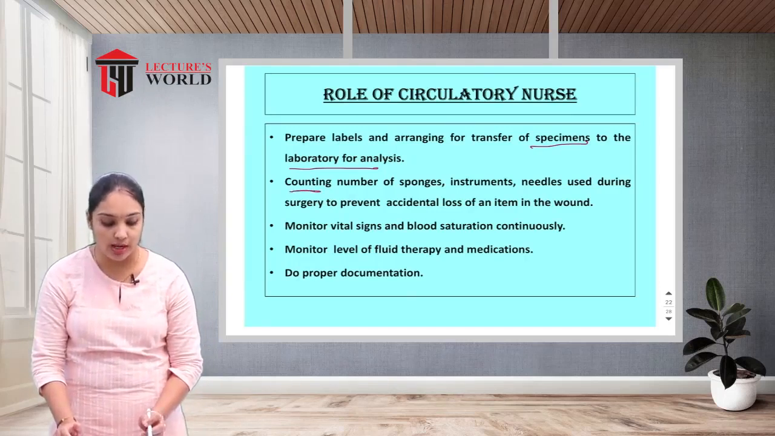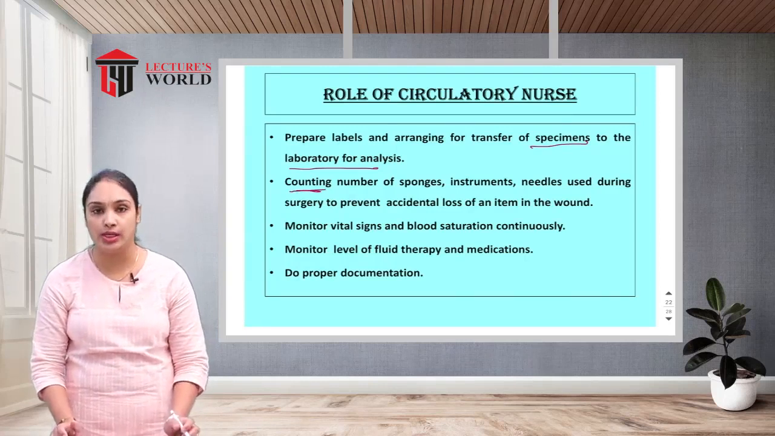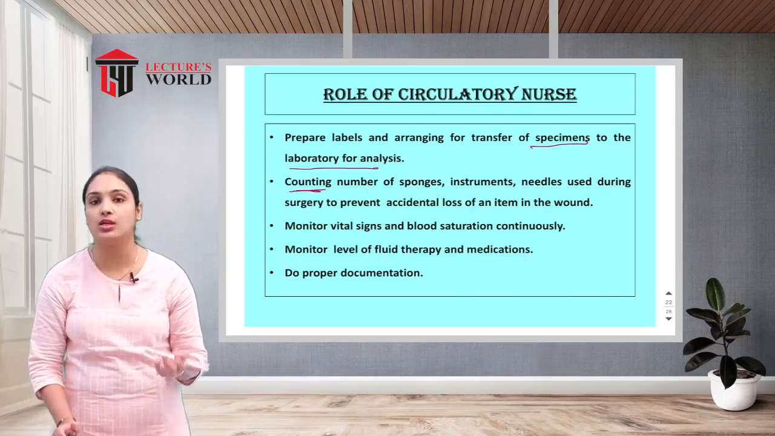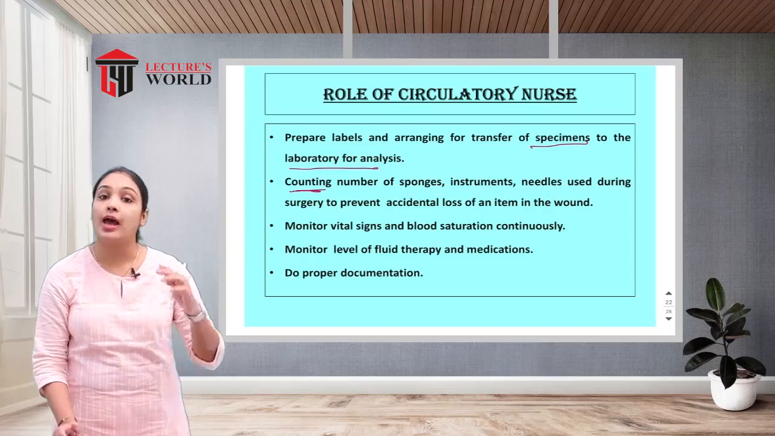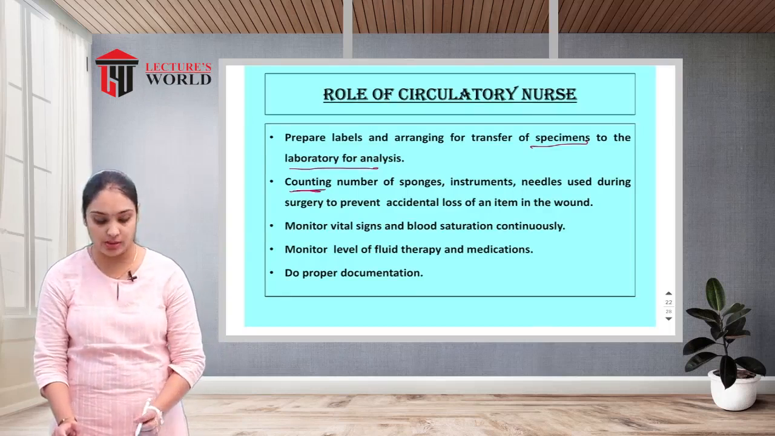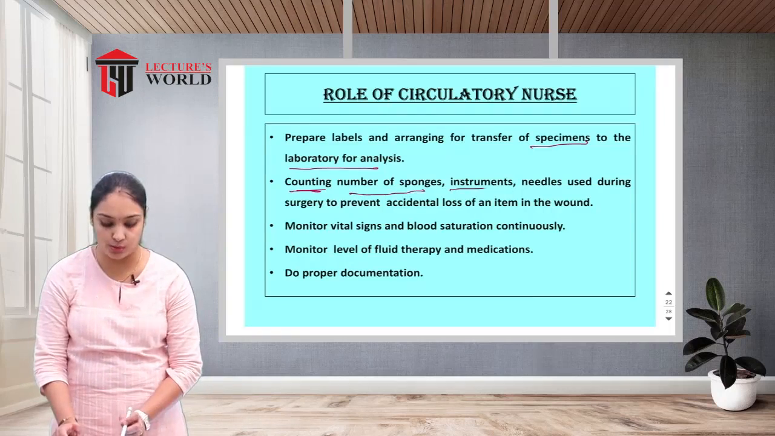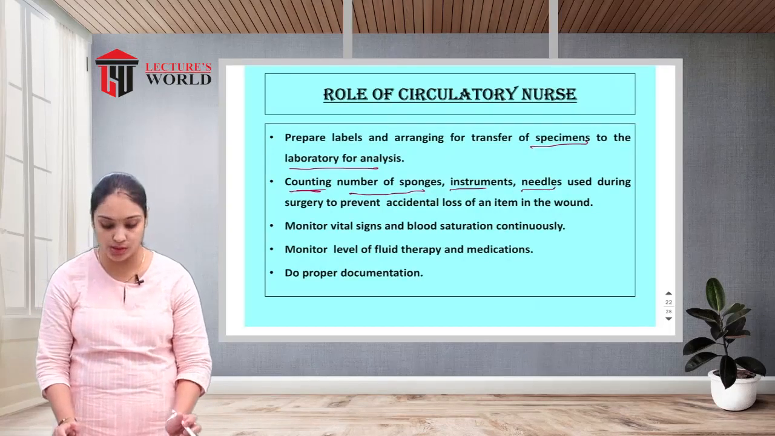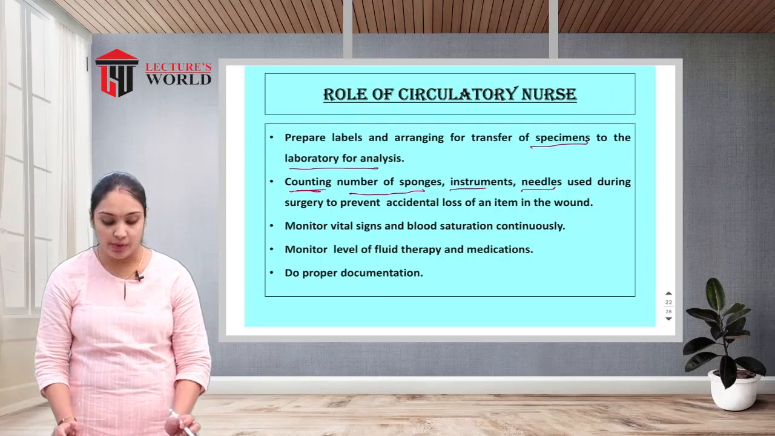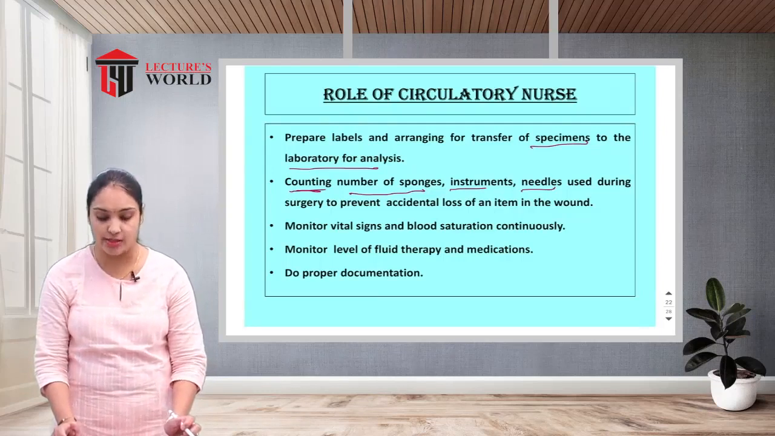Then counting is most important in the OT. That is the responsibility of both nurses, the circulatory nurse and scrub nurse, as well as the surgical team members. So what do we have to count? We have to count the number of sponges, instruments and needles used during the surgery to prevent accidental loss of an item in the wound.